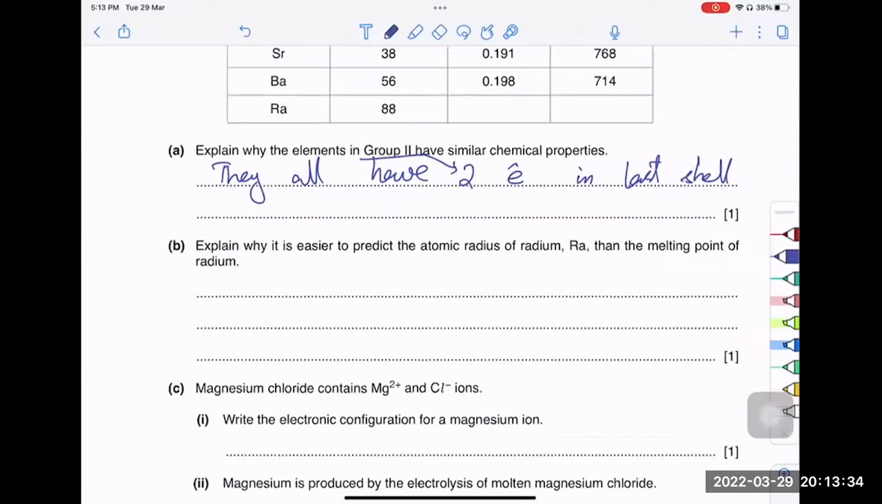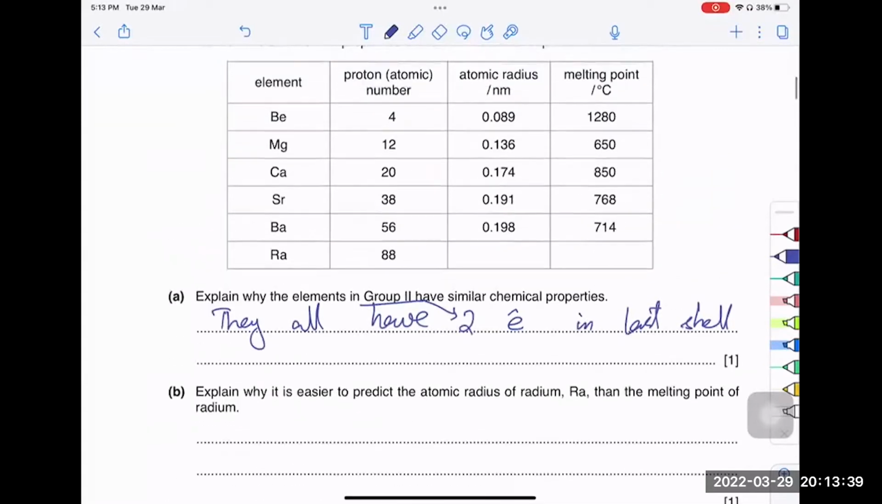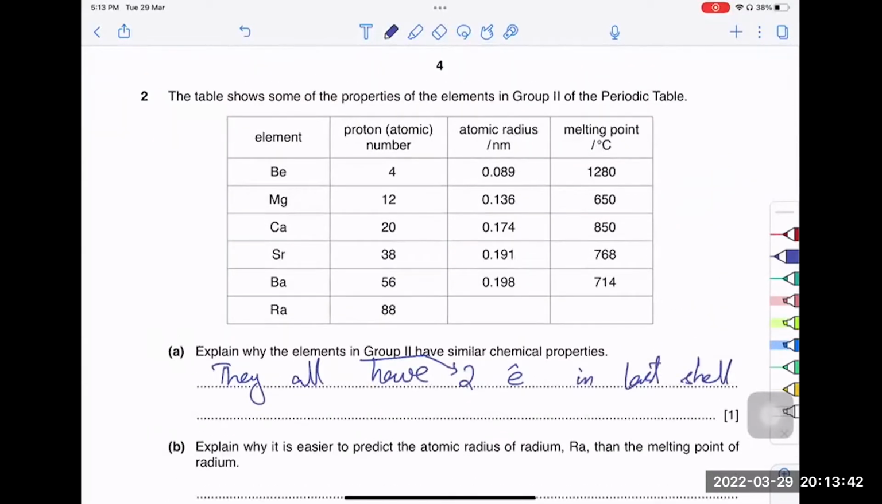Okay, explain why it is easier to predict the atomic radius of radium than the melting point. Let's see. What is easy to predict? Anything with a pattern. That's easy to predict. What's hard to predict? Things that don't have a clear-cut pattern. Okay? Those are hard to predict. So let's see. Atomic radius increasing, increasing, increasing, increasing. करेक्ट ट्रेंड चल रहा है, और डिफरेंस भी कुछ ज्यादा नहीं है, 40 के करीब का डिफरेंस है, 30 to 40 का डिफरेंस है. यहां पे क्या हो रहा है? डिक्रीज, इंक्रीज, डिक्रीज, फर्दर डिक्रीज. सो द ट्रेंड इज नॉट कंसिस्टेंट.